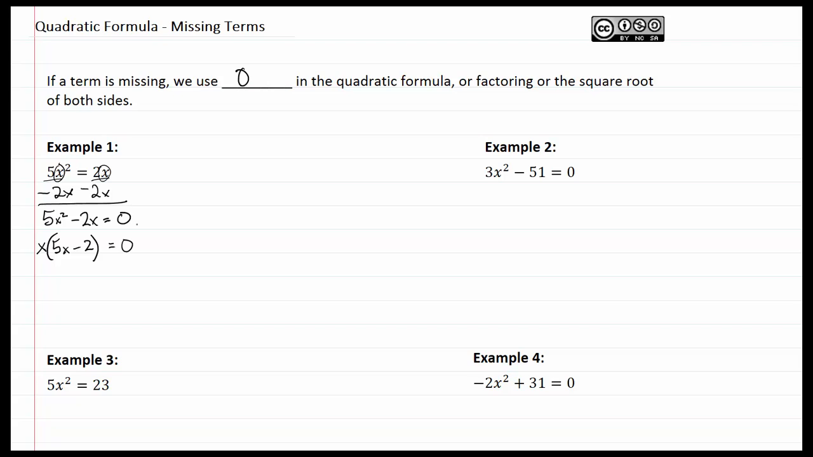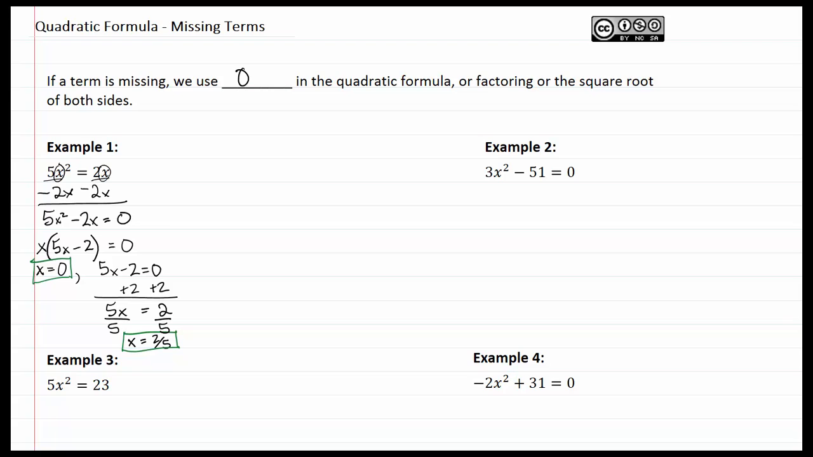Now I've got 2 factors, and I can set them both equal to 0 and solve for x. The first one's pretty easy, x equals 0. The other one, 5x minus 2 equals 0, will still have to be solved a little more to find the other x value. So I'm going to add 2 to both sides, and I get 5x is equal to 2, and then dividing both sides by 5 to get x by itself, I get x is equal to 2/5. So my 2 solutions to this equation are right here.